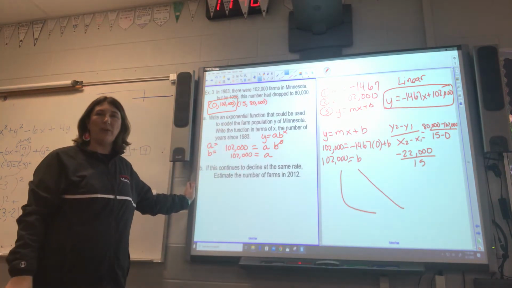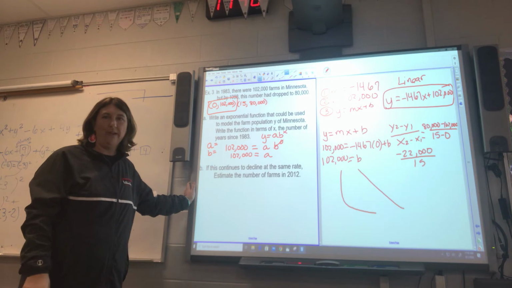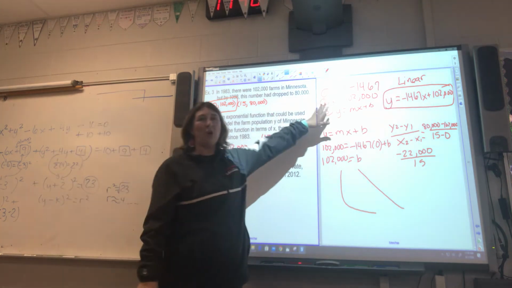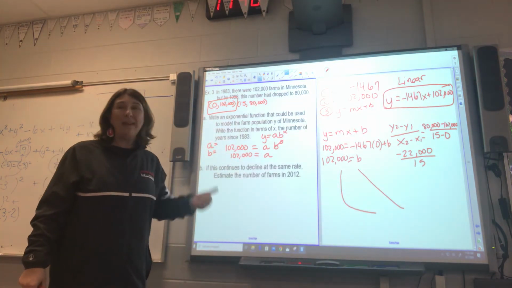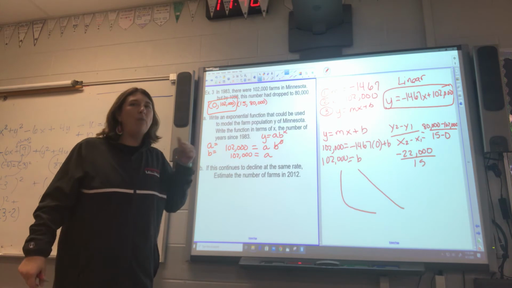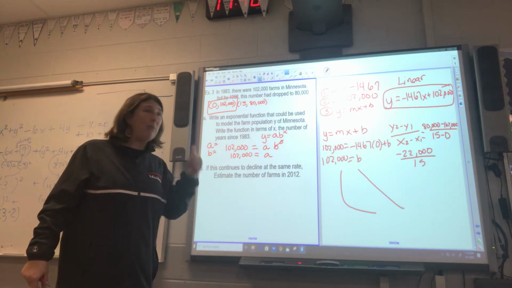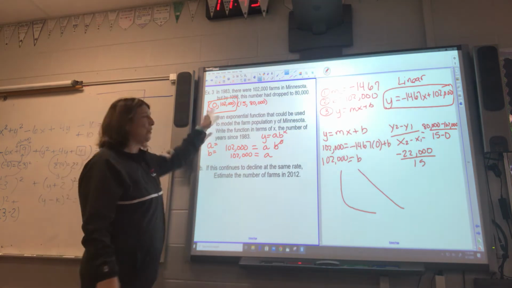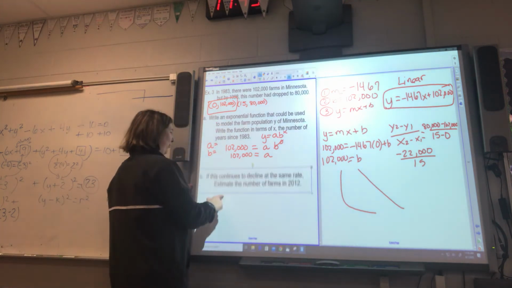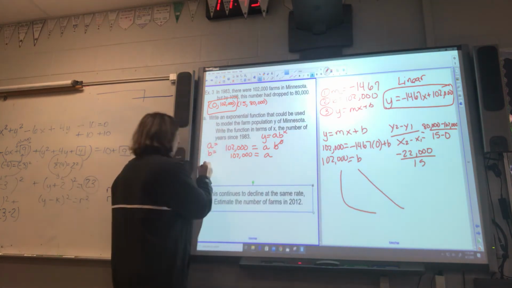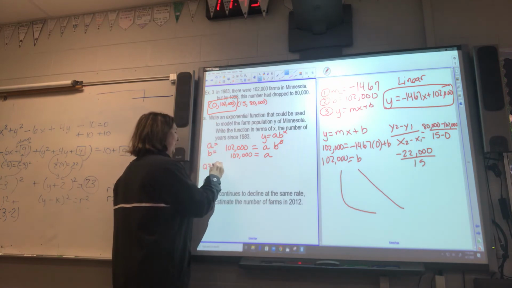It's the starting point. It's patient 0. How many did we start with? How many farms did we start this study with? How many bacteria did we start with? How many zombies did we start with? How many people were infected? How many mice did we start with? That's what your A is. A is just going to be that value. Okay, so we now know A is 102,000.